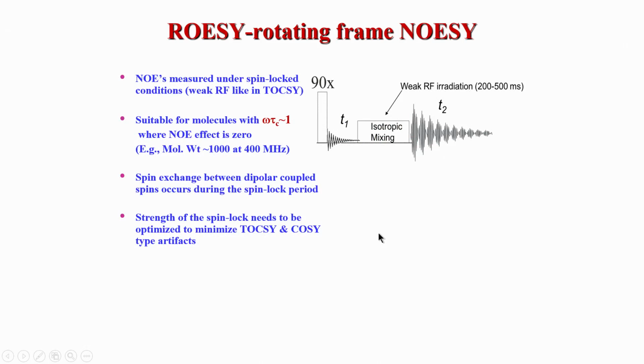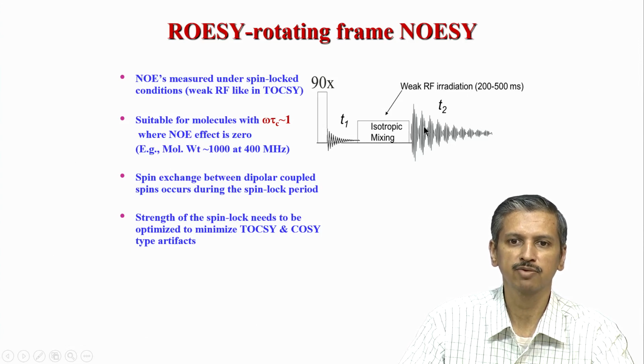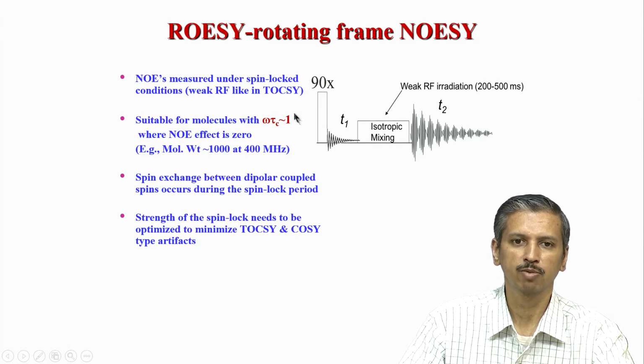So, now let us come to this second experiment, which is an alternative to NOESY, and this is also a very important experiment in the case of small molecules and peptides. We saw that the NOE effect itself fails if your omega times tau c is equal to 1. So, this was the problematic condition for certain molecules, and as I showed you, it happens typically for peptides.